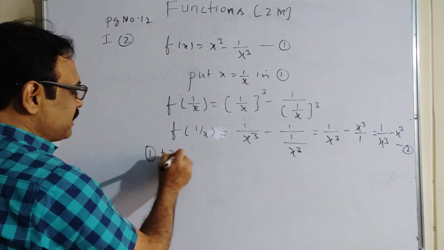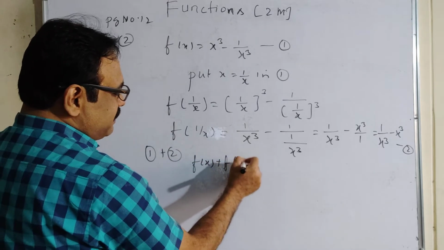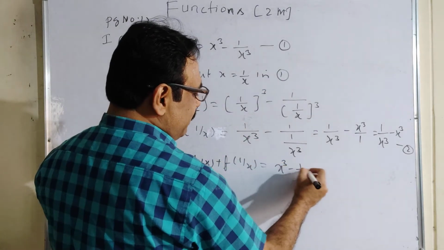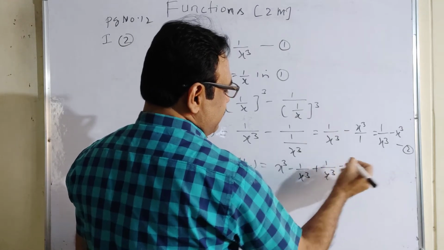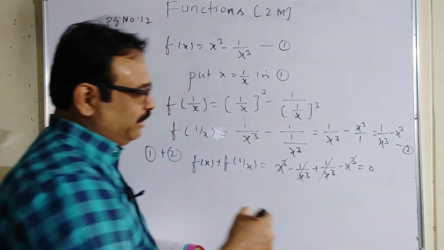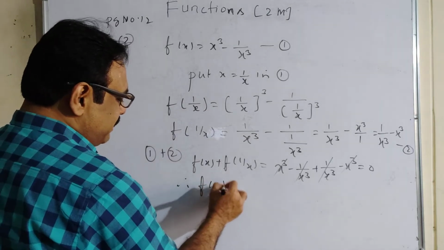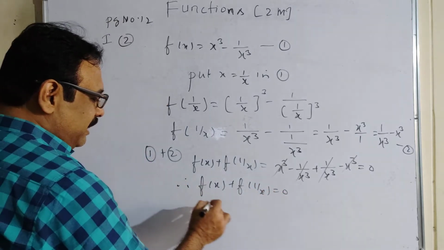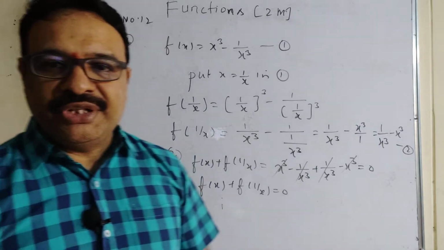Now I am adding 1 plus 2. In the sense you are going to write f of x plus f of 1 by x, and on the right hand side you have x cube minus 1 by x cube plus 1 by x cube minus x cube. X cube gets cancelled, 1 by x cube gets cancelled, you are getting 0, and therefore we say that f of x plus f of 1 by x is equal to 0, and hence we'll say that this is proved. Okay, fine, and that is the result which we need to remember.